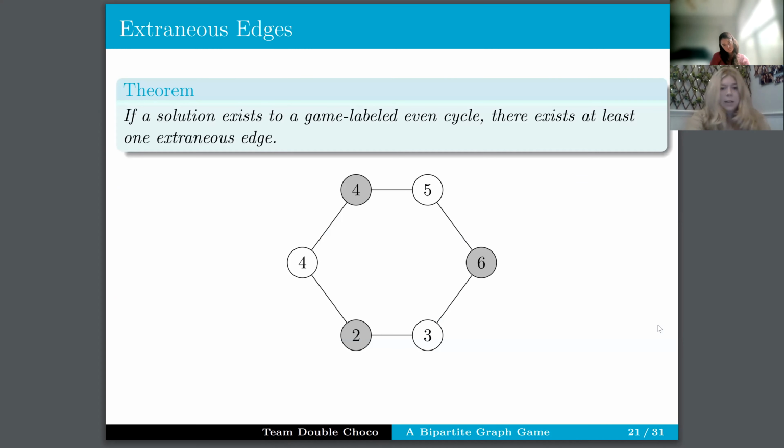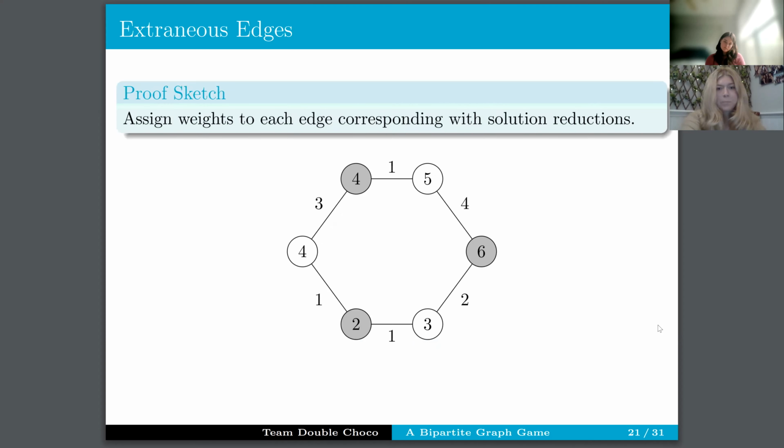The way that we find extraneous edges is that you already know the set of reductions that you need to make on the graph. So you can put weights on the edges that correspond to the reductions that need to be made across those edges. So we've gone ahead and done that for this example. Now you want to find the weight that is the lowest value. In this case, it's a 1. You could choose any of them, but in this example, we start with the top one.